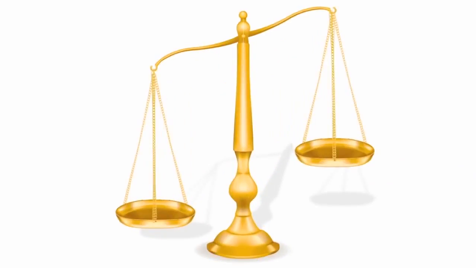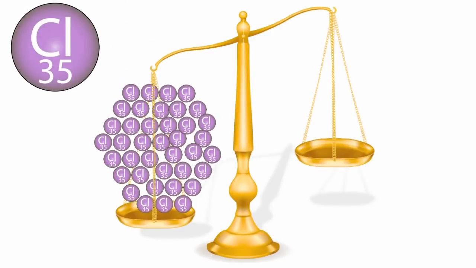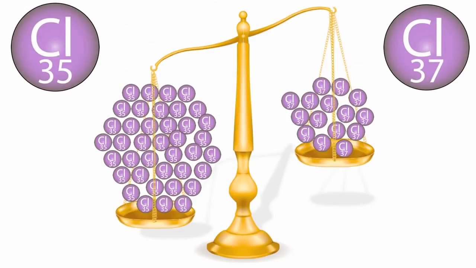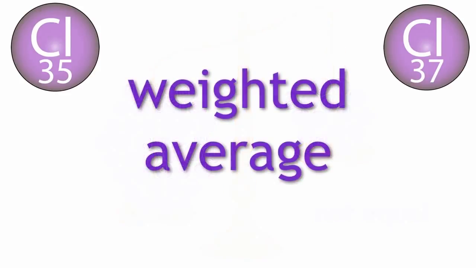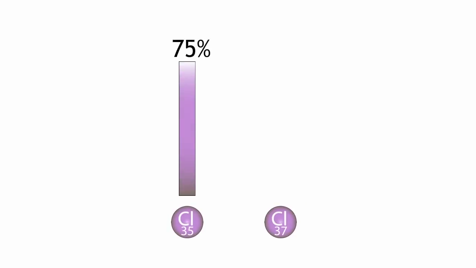We need to remember that we are talking about number of atoms. There are a certain number of chlorine atoms with a mass of 35 and a certain number of chlorine atoms with a mass of 37. However, within a sample, the levels of each isotope are not equal. So we take this into account when we are calculating the relative atomic mass, so that we are calculating a weighted average. Naturally occurring chlorine is made up of 75% chlorine-35 and 25% chlorine-37.